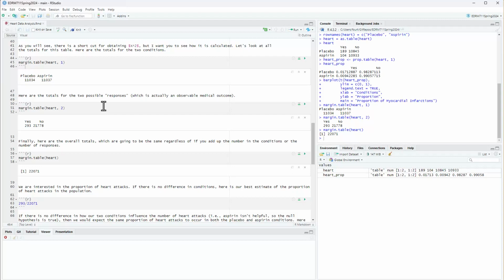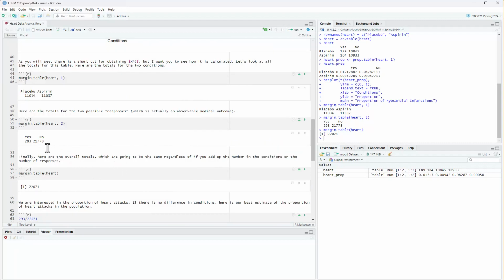Marginal totals mean we're not looking at the individual cells, we're not conditioning on those cells. We're looking overall at what kind of margins we had, what kind of totals we had for placebo and aspirin, heart attack yes, heart attack no, and overall. We're doing that because if there is no difference in the heart attack rate with placebo and aspirin in the population, we know there's a difference in our sample, but if there's no difference in the population, what is the best estimate that I can get of the proportion of heart attacks?